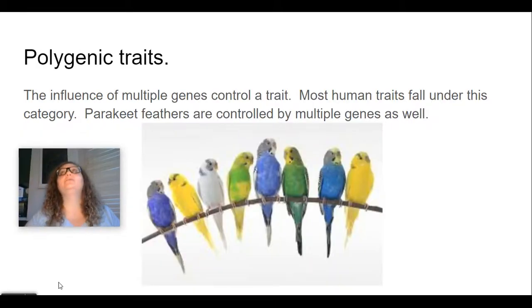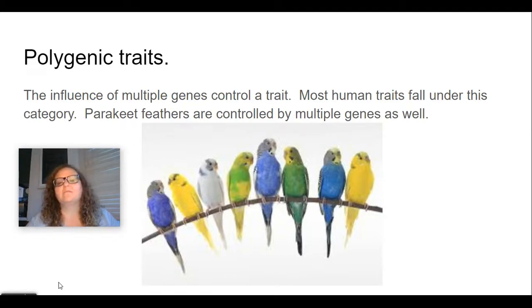And to get even more complicated, let's talk about polygenic. Polygenic just means multiple genes. These are traits that are controlled by more than one gene. Most of our traits actually fall into this. So height for humans, it's actually like 9 different genes that controls how tall we are.